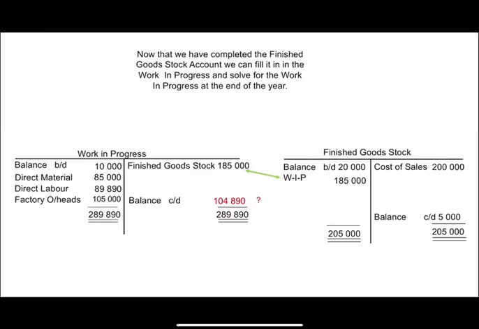So it's important to understand how these accounts function, specifically work in progress and finished goods stock. Understand how they link to each other. Often they're either going to leave out something in your finished goods stock account, or they're going to leave out something in your work in progress account. And through this process, you're going to have to work either forwards or backwards to calculate that missing figure.